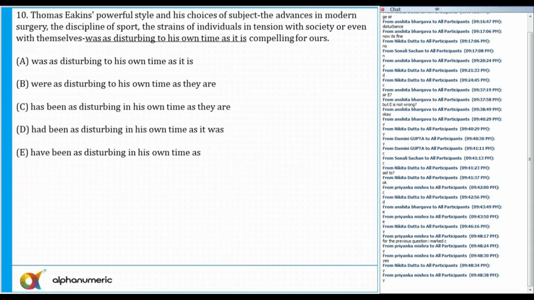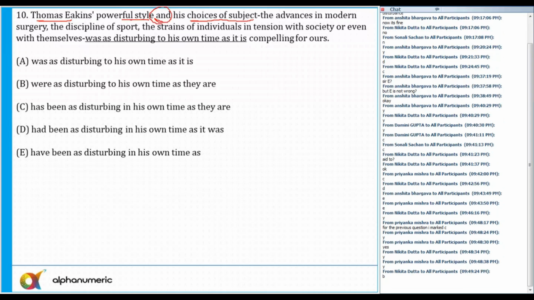Thomas Eaton's powerful style and his choice of subject. Powerful style and his choice of subject. Okay. What was his choice of subjects? The advances in modern surgery, the discipline of sport, the strains of individuals in tension with society, even with themselves. Was. Was कैसे? Our subject is plural. These guys, style and choice of subject.